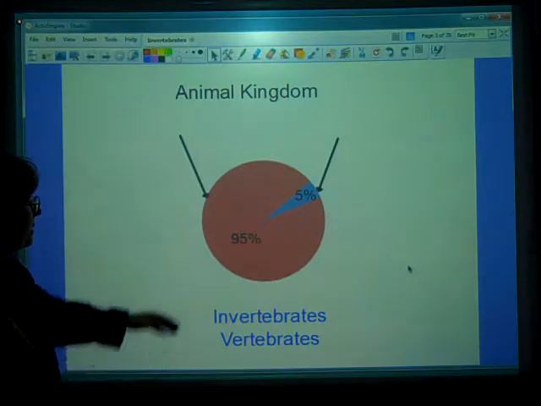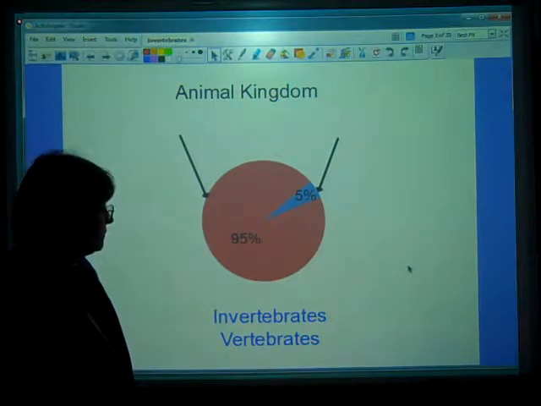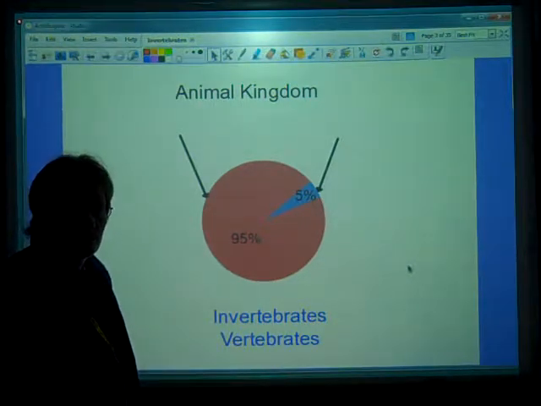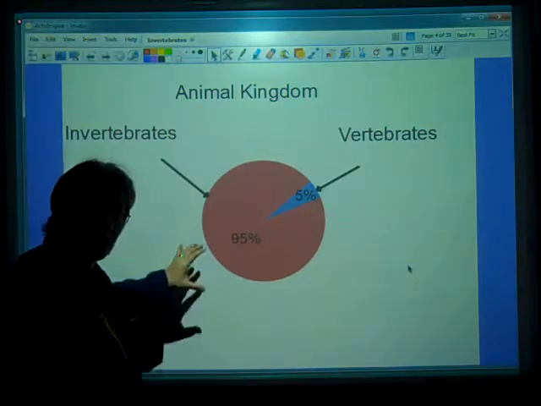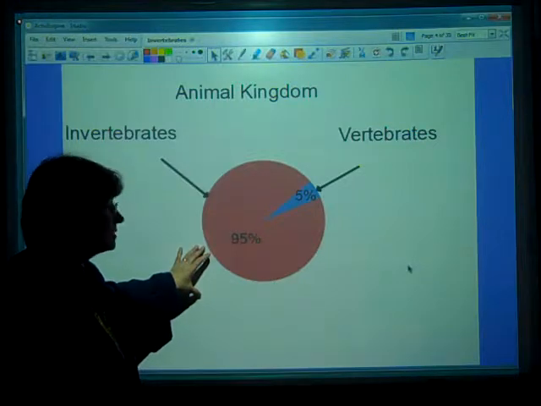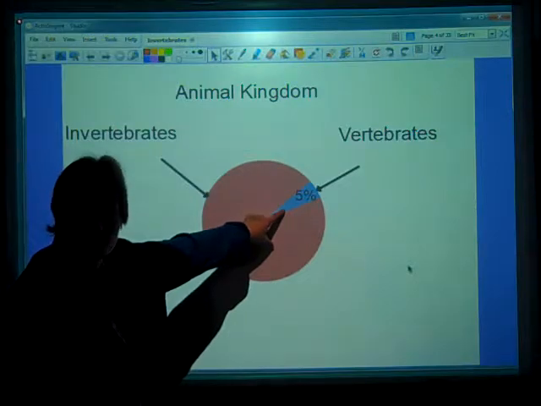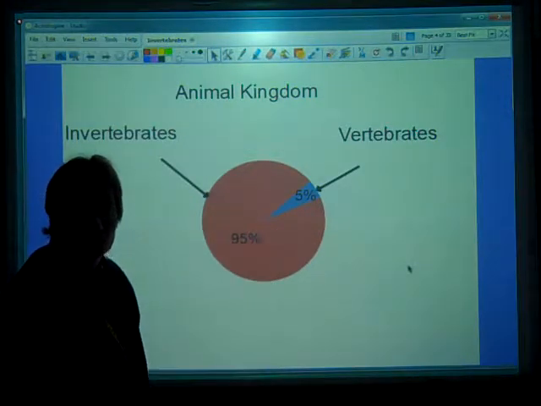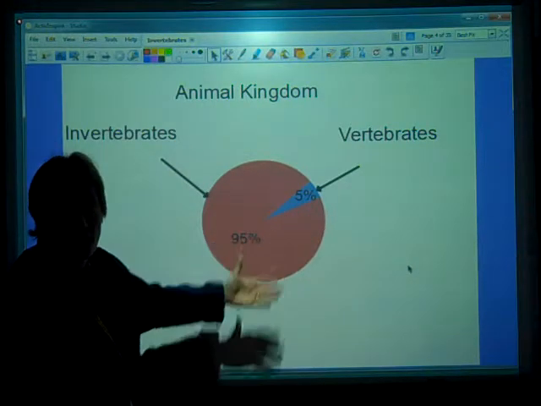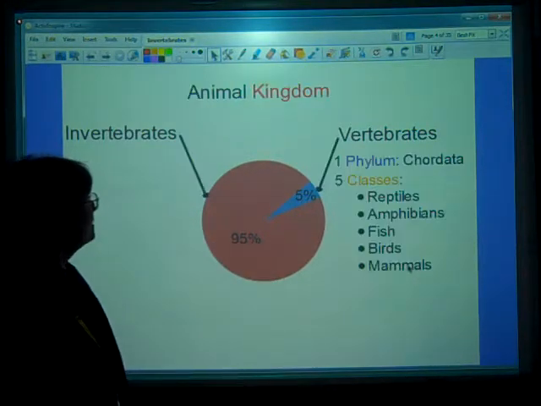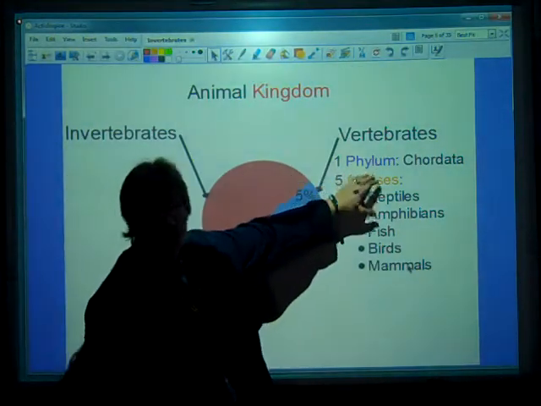So what do you think is going to make up the largest amount of animals? Vertebrates or invertebrates? Anybody surprised? 95% of all animals are invertebrates, meaning they don't have backbones. Only 5% are vertebrates. That's what we are. So we have backbones, but only 5% of the animals in the animal kingdom have backbones. A little surprising.